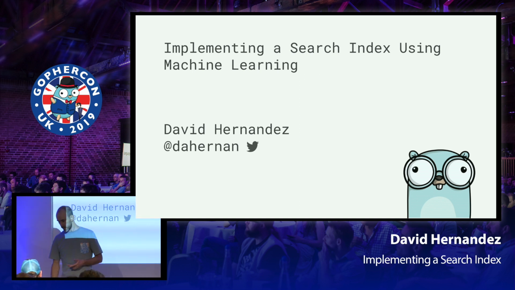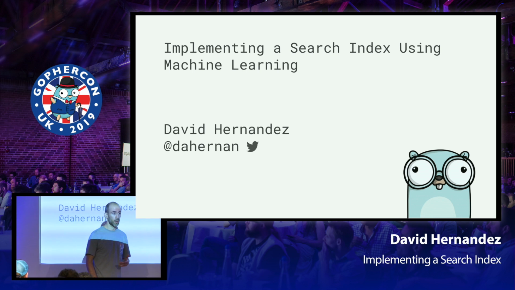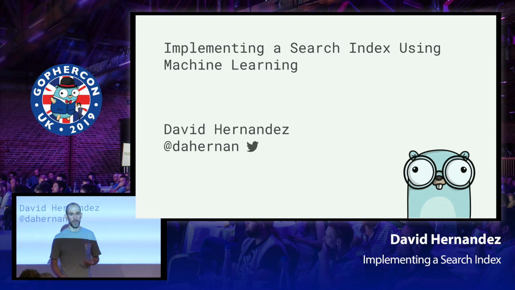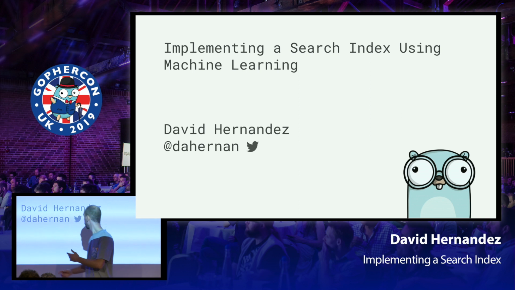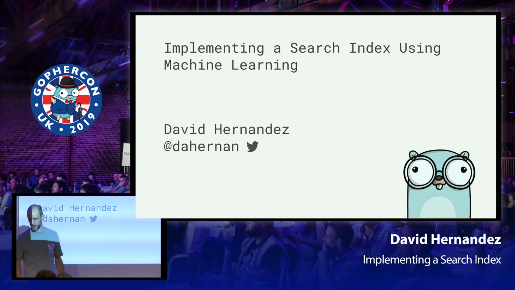So today, I'm going to try to explain how you can implement a search index using two of my favorite technologies, Go and machine learning. I'm going to be floating around, maybe in the way of things, but probably it's okay.